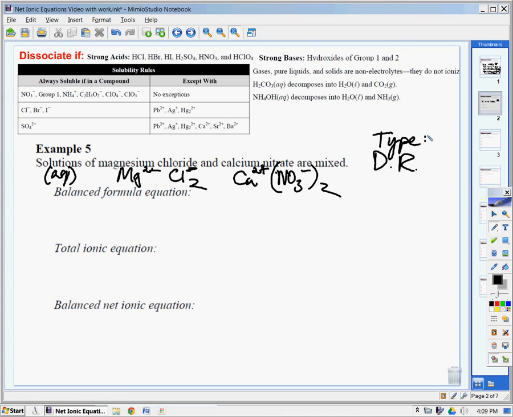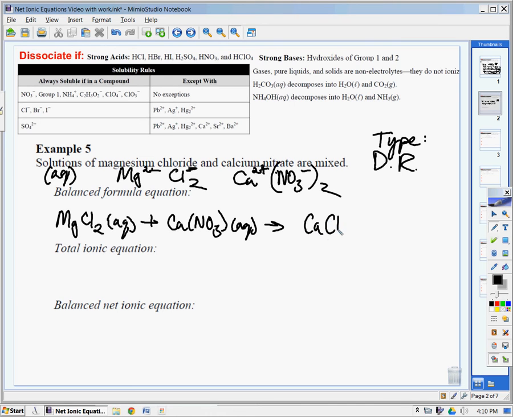So when we do this problem, we're going to write down that magnesium chloride, which is aqueous, will react with calcium nitrate, which is also aqueous, and form, well, what will it form? Magnesium will switch to be paired with the nitrate, and the calcium will be paired with the chloride. As a result, it's going to be CaCl2, and then the other product is going to be MgNO3.